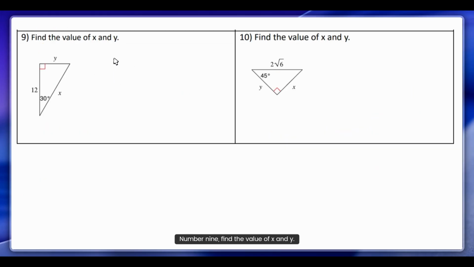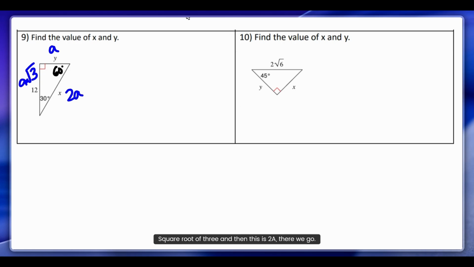Number 9, find the value of x and y. Again, we're dealing with the 30, 60, 90. Now, here's our 30, here's the 90, here is the 60. Now, labeling our triangle, across the 30, this is a. Across the 60, this is a square root of 3. And then across the 90 is 2a. Let me actually write that a little neater. It's hard to see. Square root of 3. And then this is 2a.